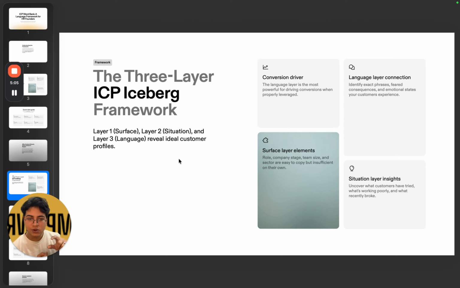Okay, so layer 3 is about language. Now this is where all the secret sauce is. These are the exact phrases we are going to use in our content, in every digital asset. Layer 3 is about language, which is exact phrases, feared consequences, and their emotional state as well. So the third layer is going to drive most of the conversion, because it will make your content feel more personal and more familiar as well.